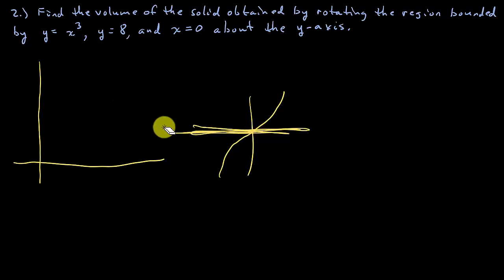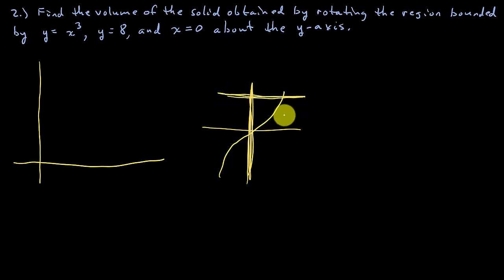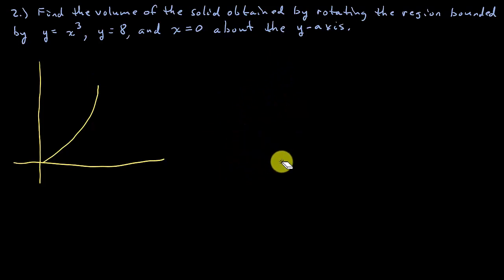I'm sorry, that was the wrong one. Since it's bounded by x equals 0 and y equals 8, we're just concerned about this part of it. We don't need the bottom part. So when I draw this, I've got just that part of the graph that I need. There's x cubed, and then the line y equals 8, which is just a horizontal line here. This is 8, and then x equals 0, which is just the y-axis.